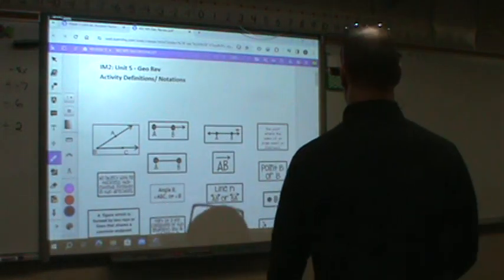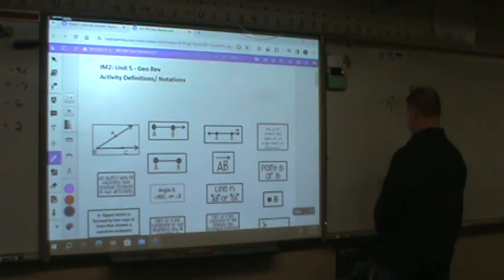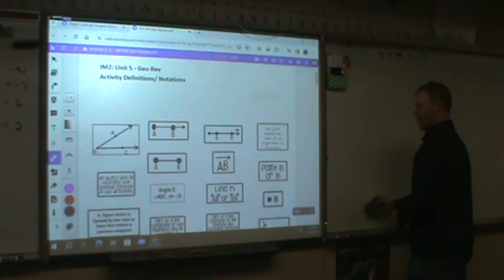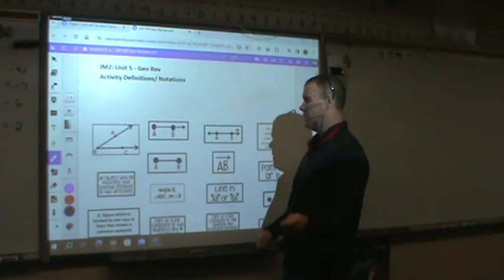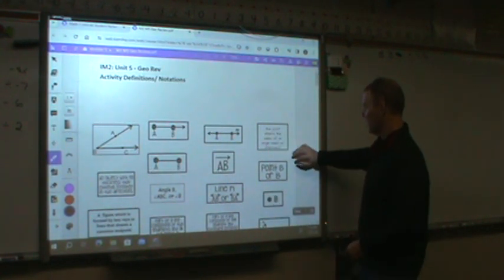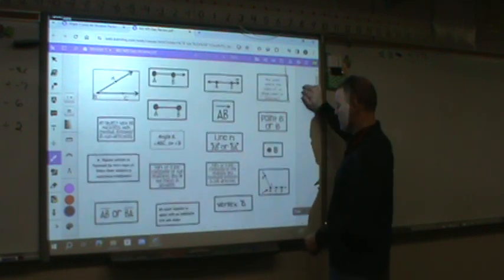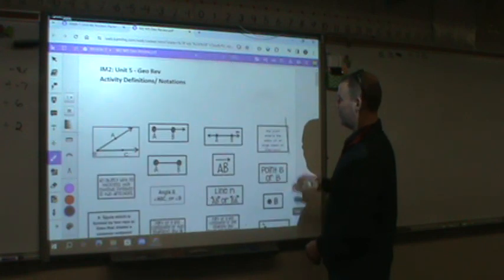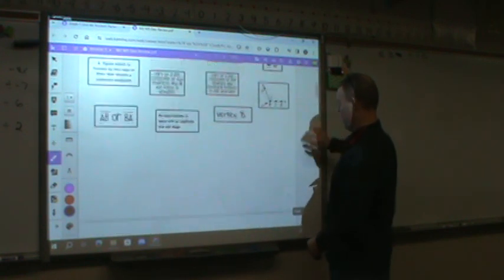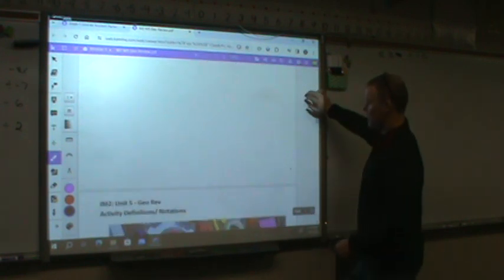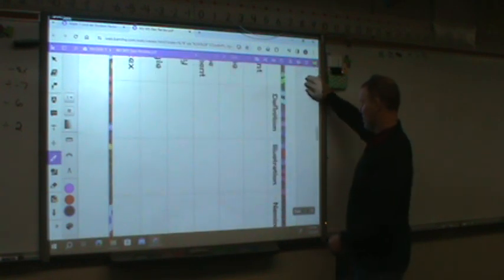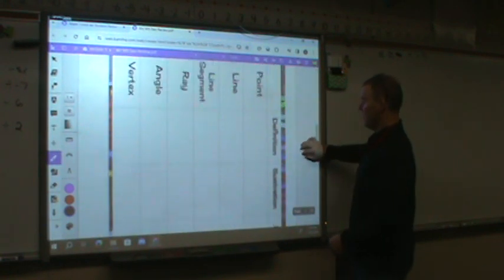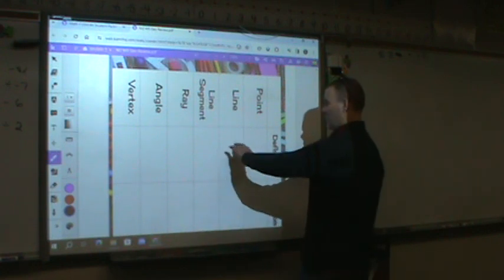All right, here's a quick one for those of you that were not here for the geometry review. We did a little arts and craftsy cut and paste. The very first page of your book is going to have all these rectangles on them. You need to go ahead and cut those out, and you need to go ahead and place them, if I can show you, into the definition, illustration, and naming portion of this page.